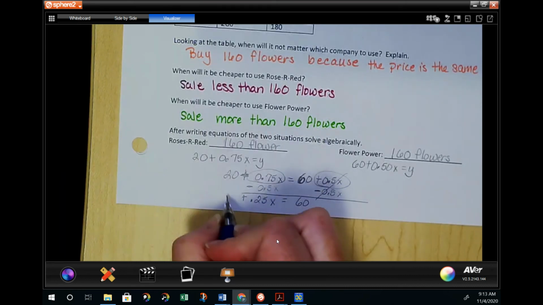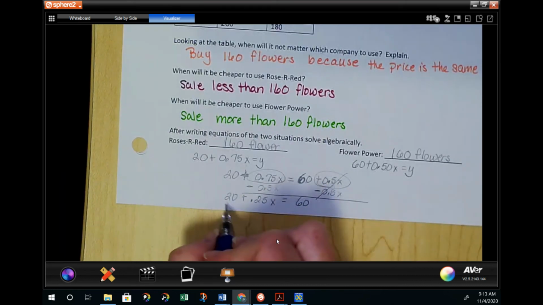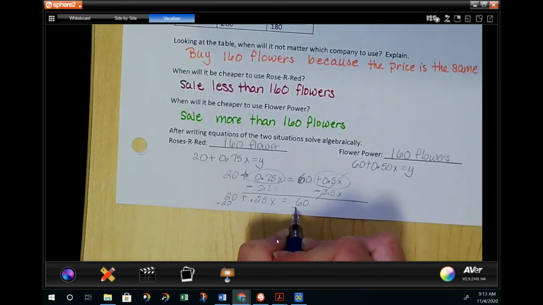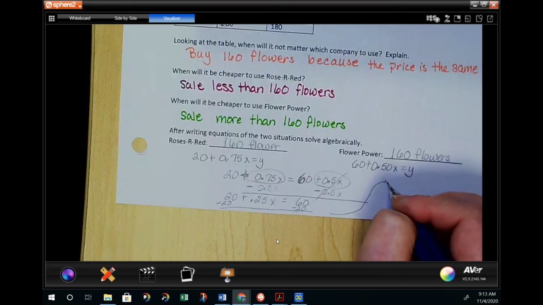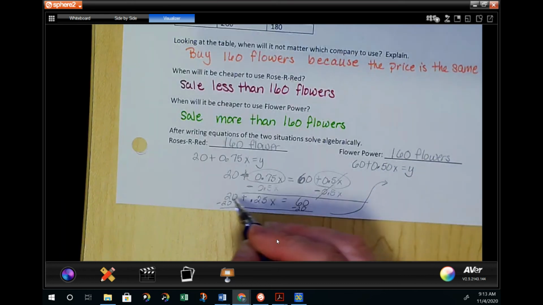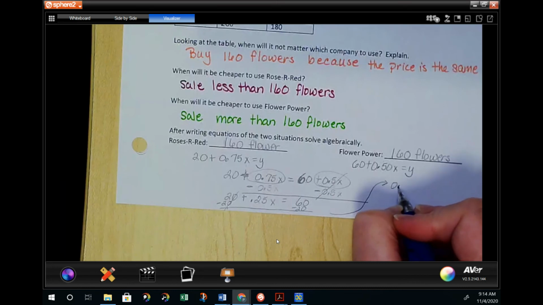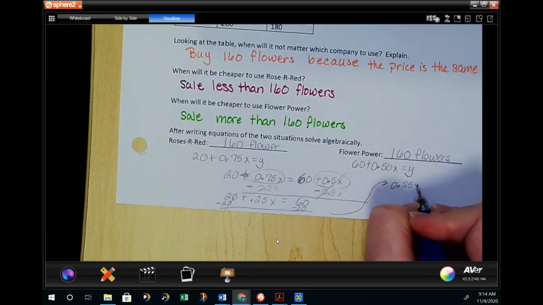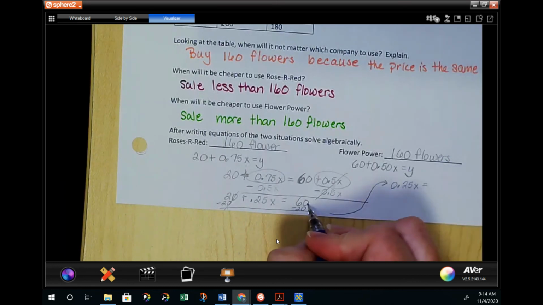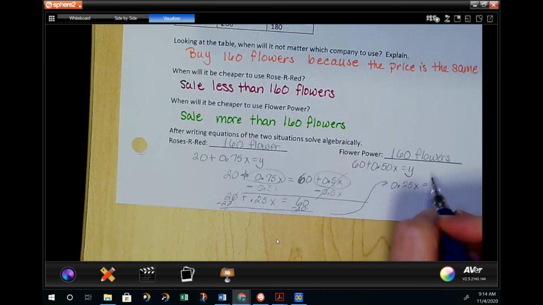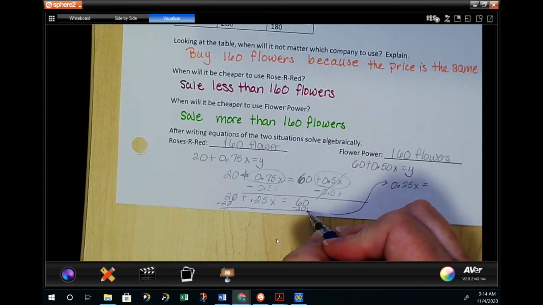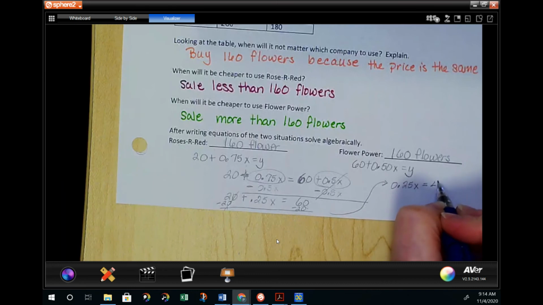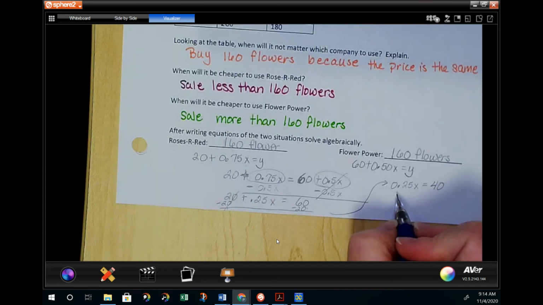And then that's 20. Then I'm going to subtract 20 from both sides. I'm writing really small because I'm running out of room. I've got to move it. So 20 minus 20 is 0. So you've got 25 cents times x equals 60 minus 20. So 60 minus 20 ends up being 40. And then you divide by your 25 cents.